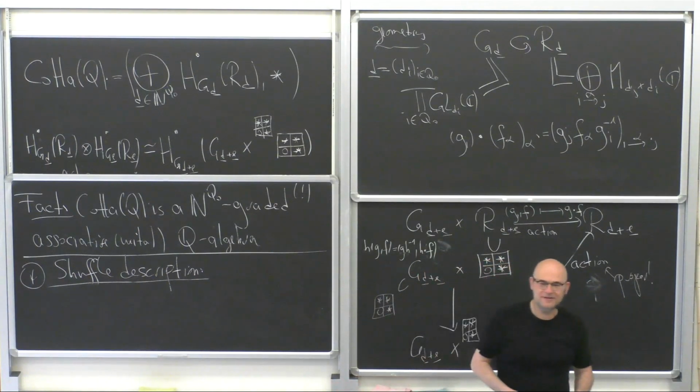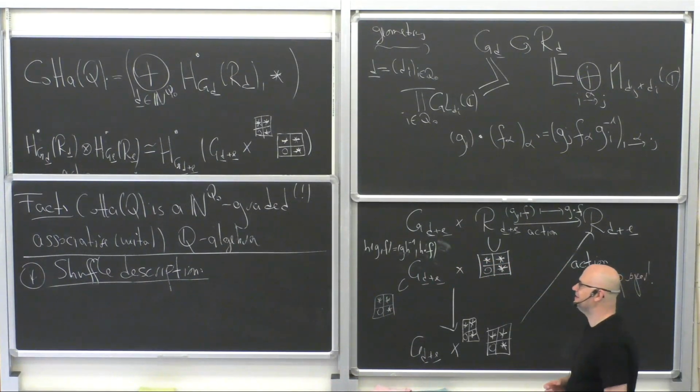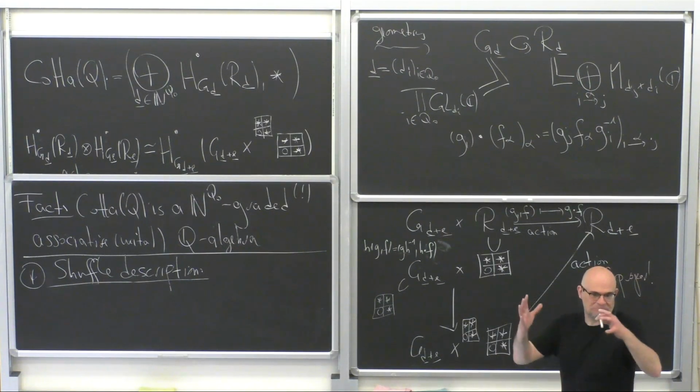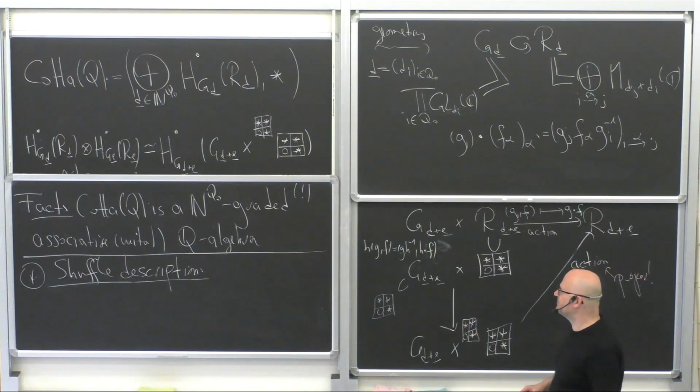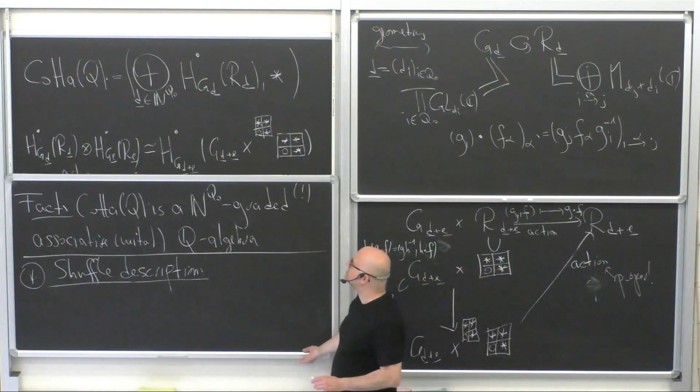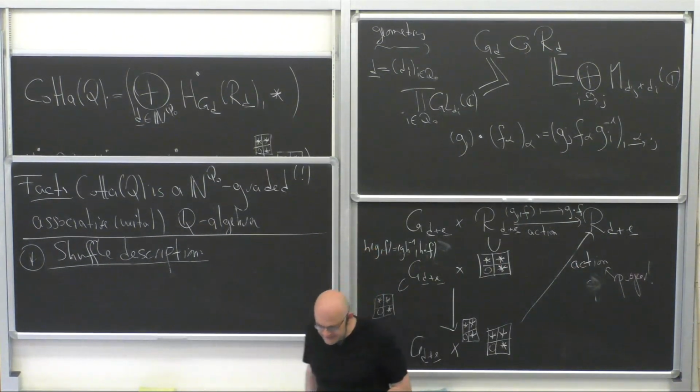Cohas are expressed algebraically; they are shuffle algebras with kernel. That is mysterious, and this I will explain. So Cohas are shuffle algebras with kernel. And to start, let me motivate this as follows.